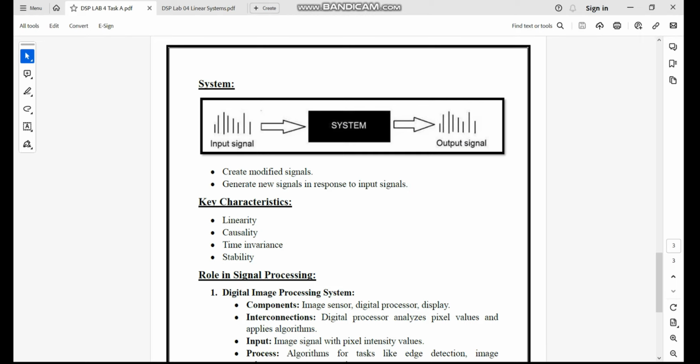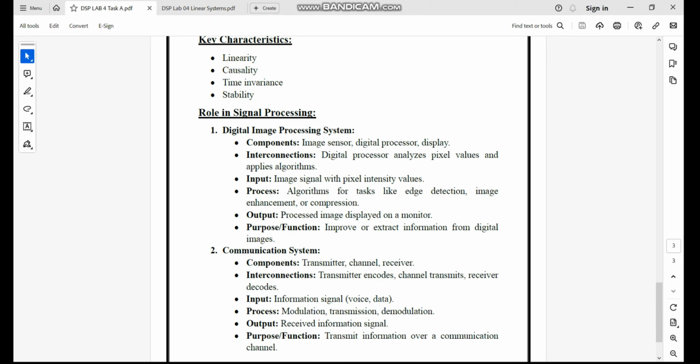In case of linearity, a system can be linear or nonlinear depending on whether it satisfies the properties of superposition and scaling for any input signals. They can be time invariant or time varying depending on whether their behavior changes with time or not. They can be causal or non-causal, depending on whether their output depends only on the present and past values of the input or also on the future values. They can be stable or unstable, depending on whether their output remains bounded for any bounded input or not. The role of systems in the signal processing field includes various examples.